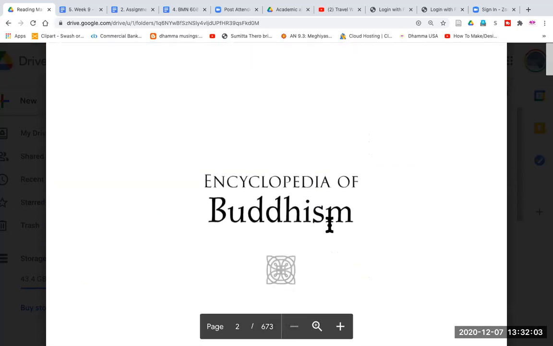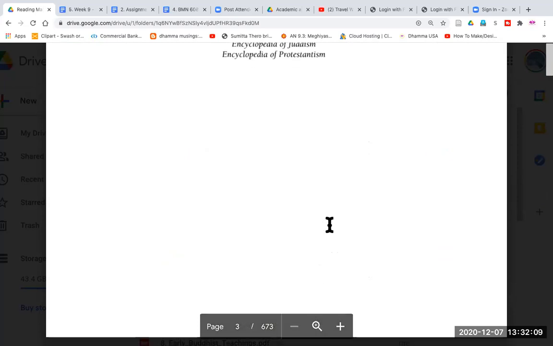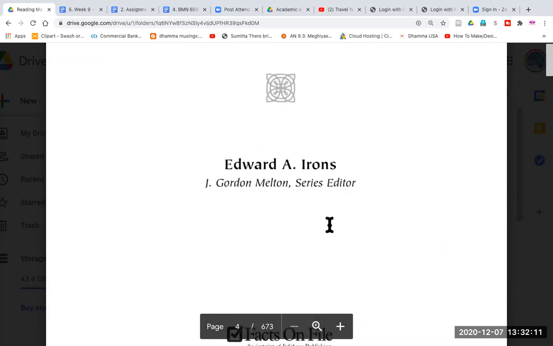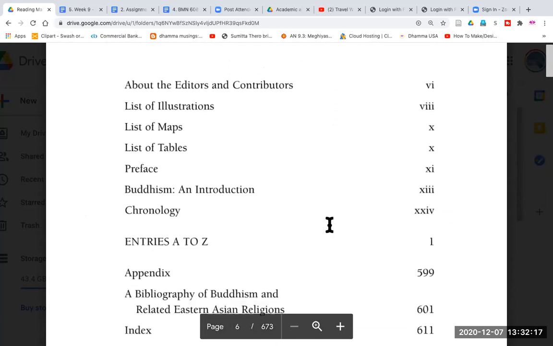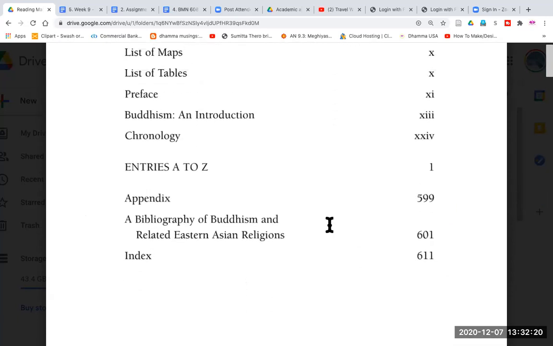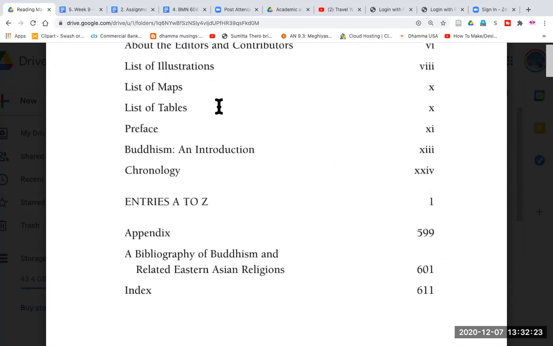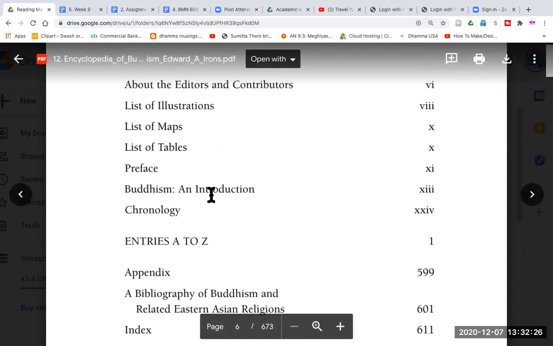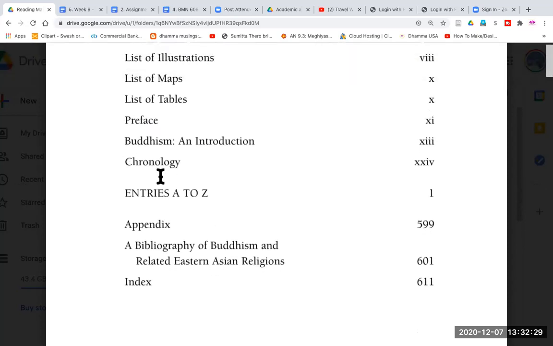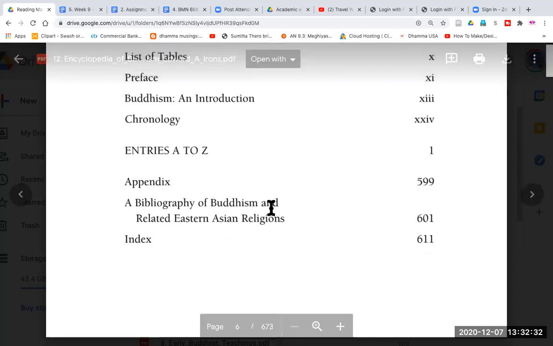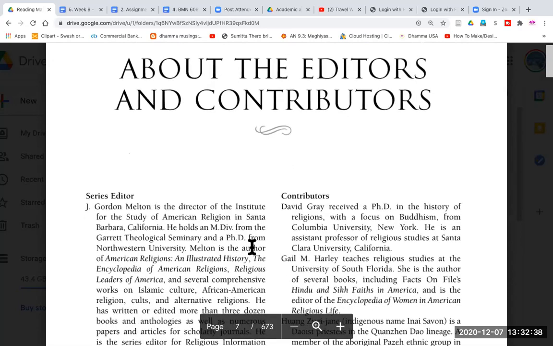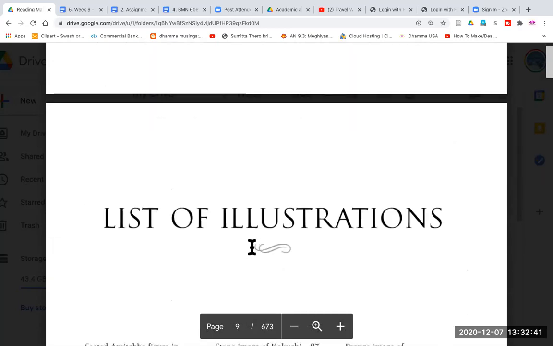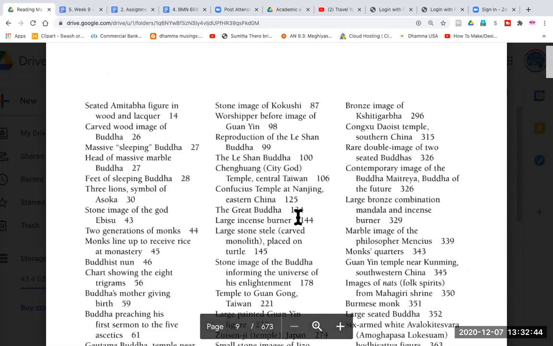Edward Irons. This book also will help you understand for your research paper. I want to give you some idea about how to get some information for your research paper. So hopefully this will be very helpful to all of you. Buddhism and an introduction, and also maps, illustrations, tables, pretty important chronologies are there, and a bibliography of Buddhism and related Eastern Asian religions are there. So hopefully this will also be very helpful to all of you. So take a look at this encyclopedia.